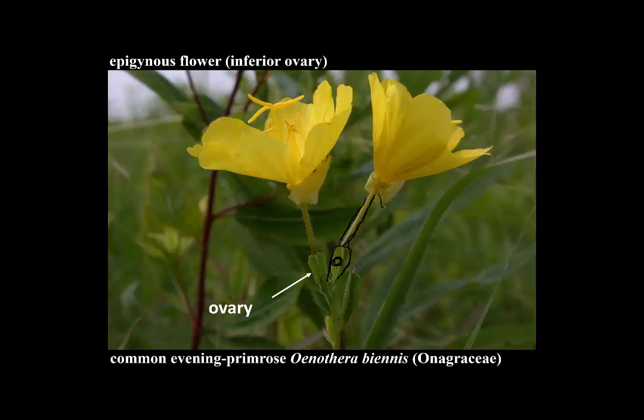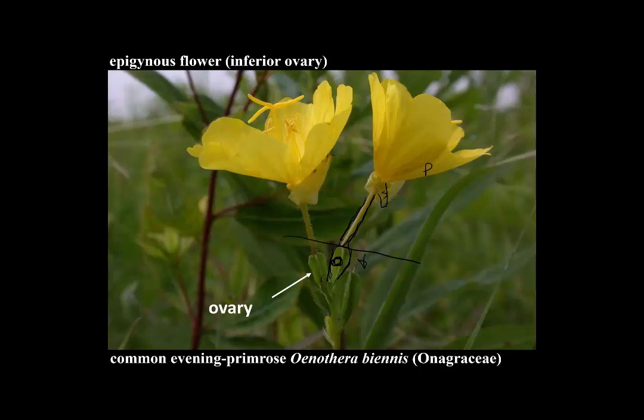And here are the sepals rising off of the flower, here are the petals rising off of the flower, and the ovary, I'm going to draw a line, boom, the ovary is down here. The ovary is underneath all of that stuff. This is a plant with an inferior ovary.